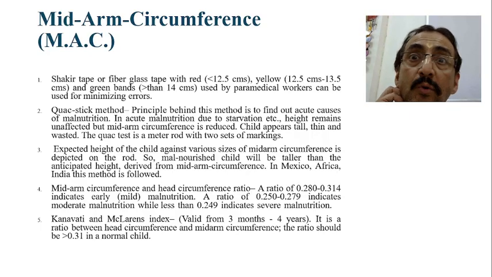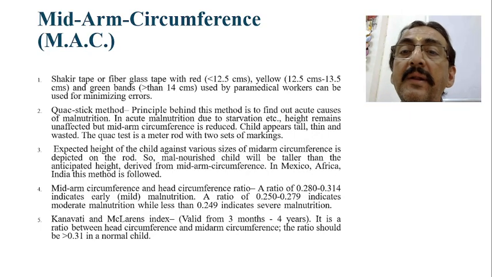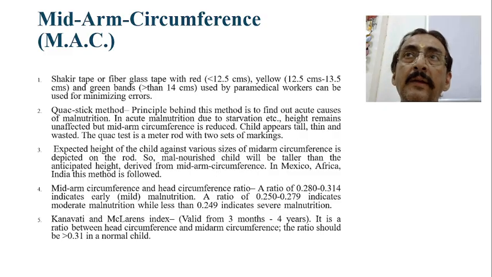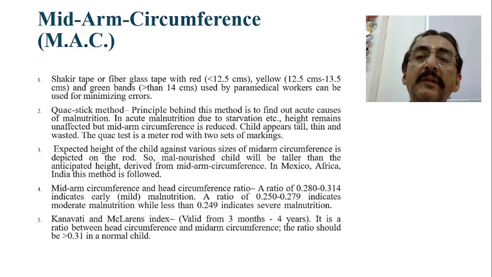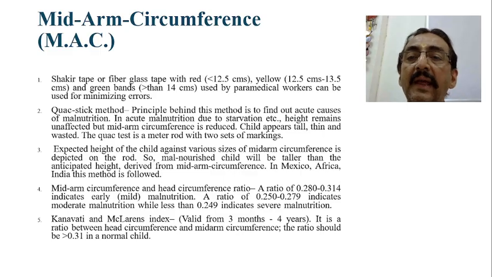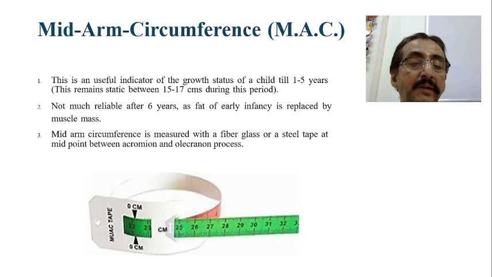Now, as I told, the Shakir tape, or the fiberglass tape with the red. The specialty of the Shakir tape is that when it is less than 12 centimeter, that's a red marking. In between 12.5 to 13.5 centimeter, there will be a yellow marking. Then more than 14 centimeter, there will be a green marking. You can see in this tape actually.